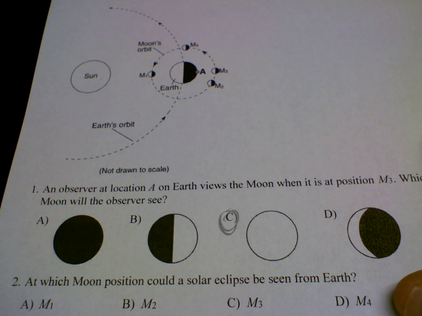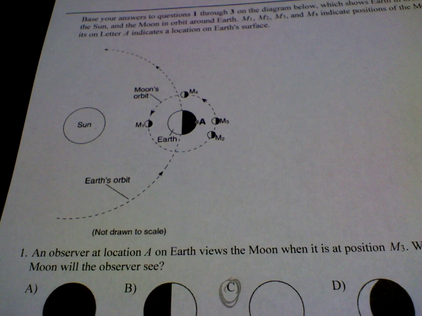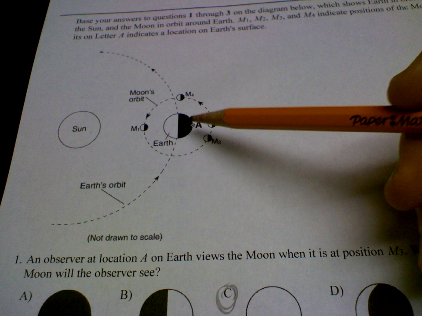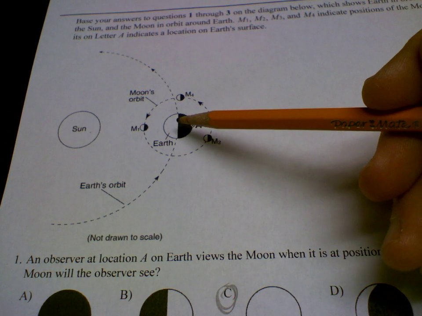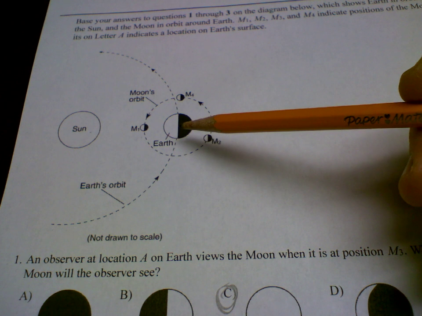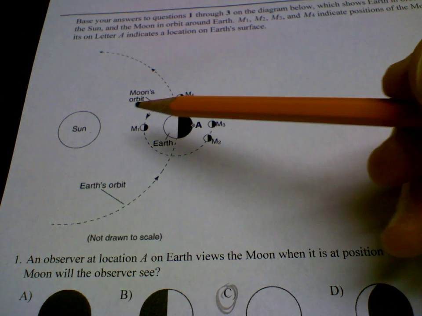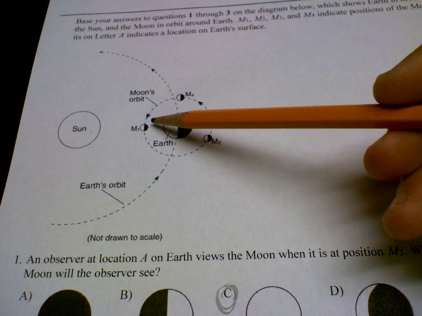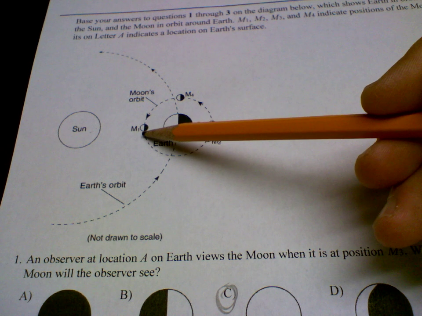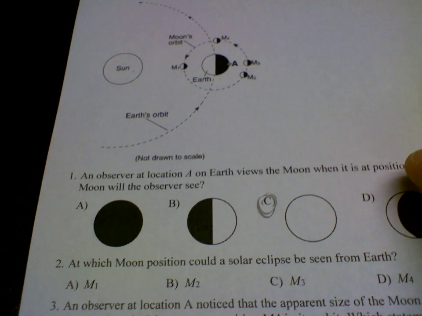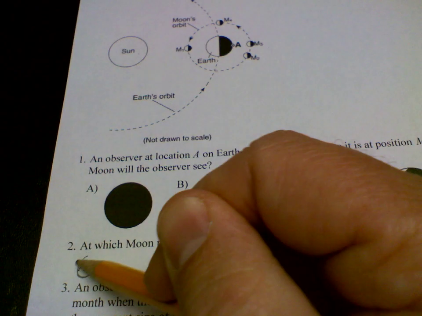Okay, number 2. At which moon position could a solar eclipse be seen from Earth? So in order to get a solar eclipse, remember we name our eclipses for what's getting blocked when we're standing on Earth, what's starting to shade in. A solar eclipse would mean the sun is starting to get blocked. So here's the sun, here's the Earth, and the only way to get a solar eclipse is for the moon to actually block the sun. So it's got to be position M1. So for number 2, you should have gotten A.